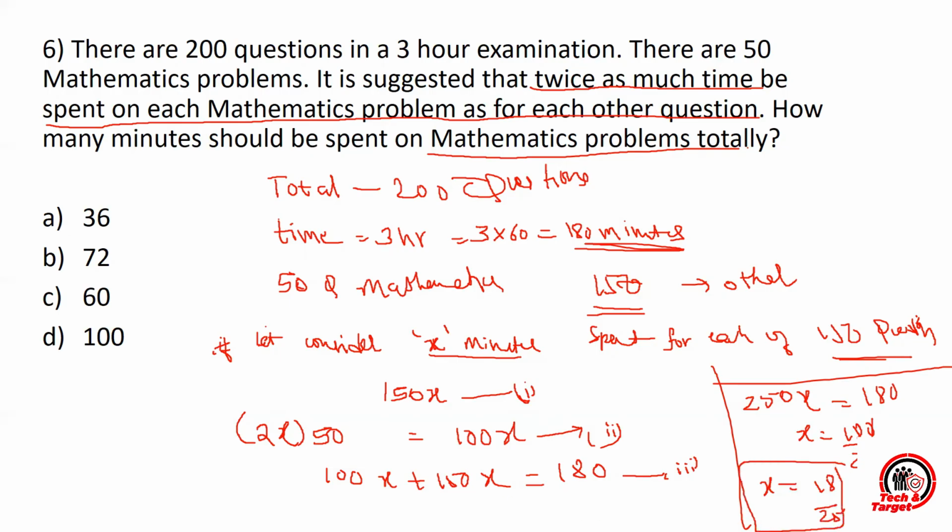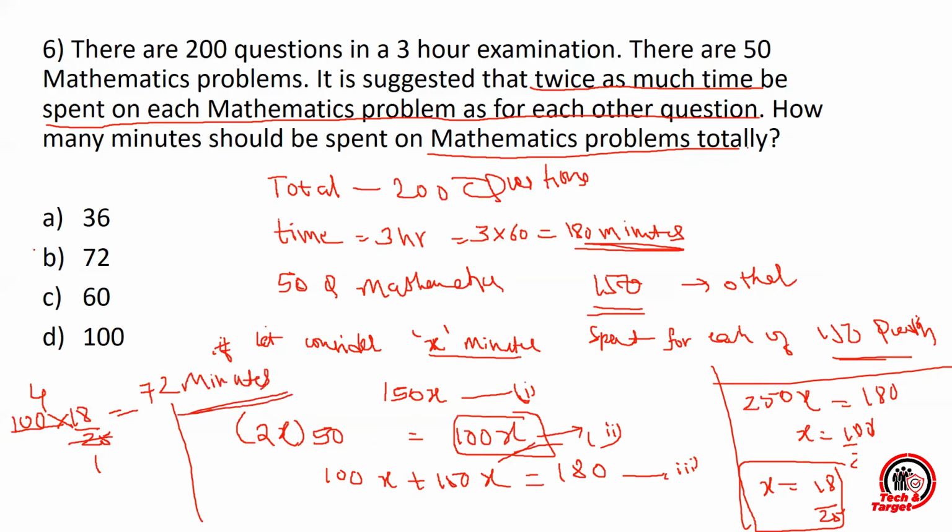Now, what is the thing that we have to find out? We have to find out the value of 100 into x, because this is the time actually spent on the mathematics subject, right? So how to do that? We just multiply 100 with the x value. The x value we got is 18 by 25. So 25 ones are 25, and 25 fours are 100. So 18 fours are 72. So totally we have to spend 72 minutes on the mathematics subject. So we can mark option B as the right option.